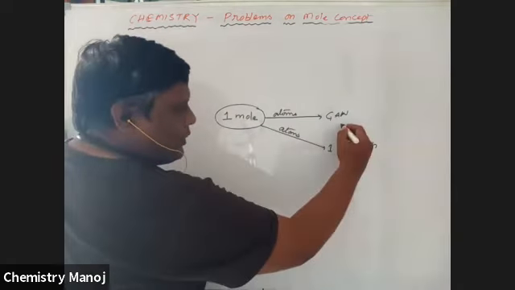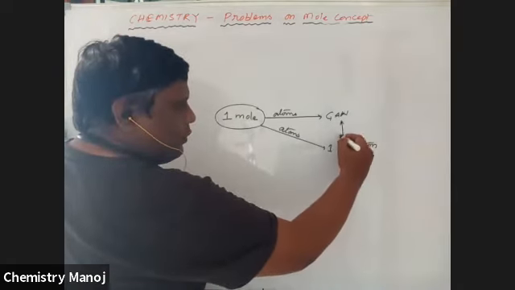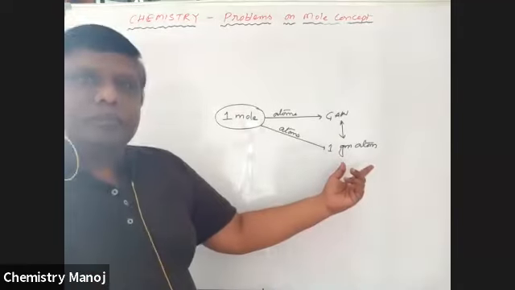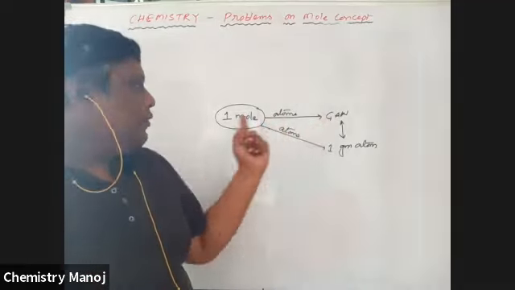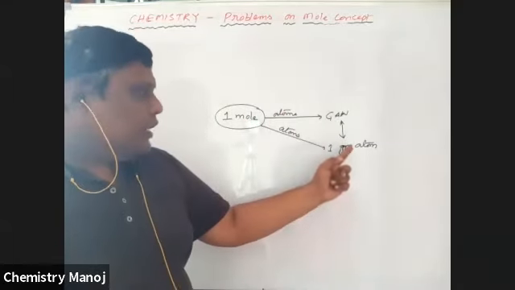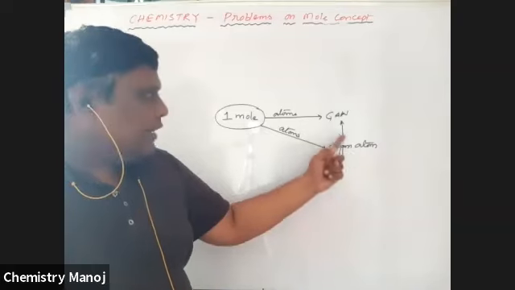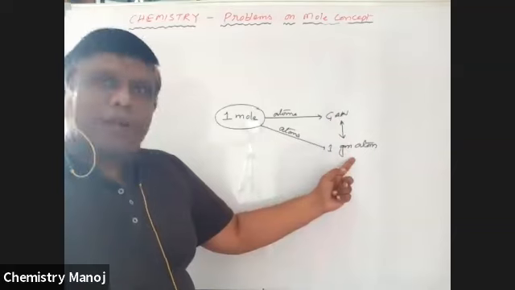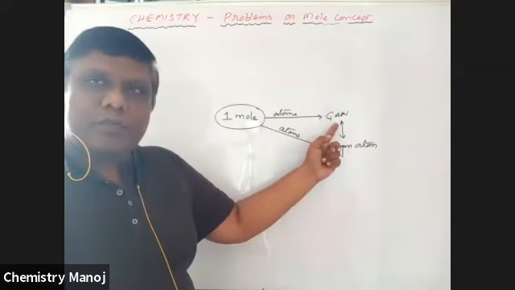Automatically, 1 gram atomic weight is equal to 1 mole. Gram atomic weight is equal to 1 gram atom. Therefore, gram atomic weight contains 1 gram atom. Gram atomic weight of a substance contains 1 gram atom.